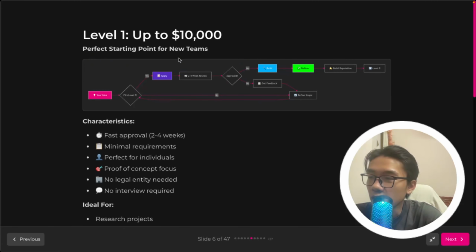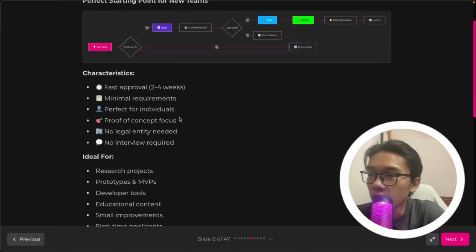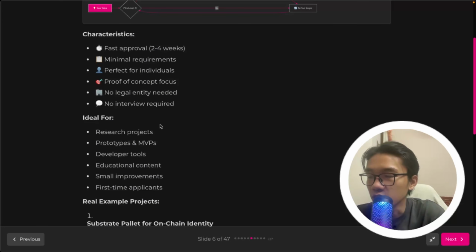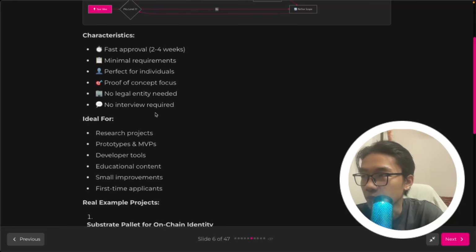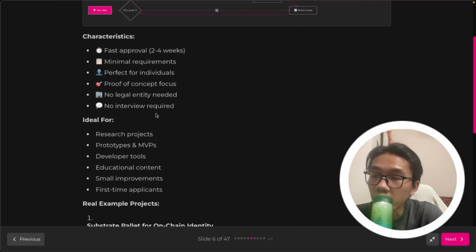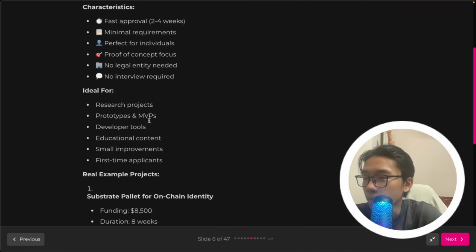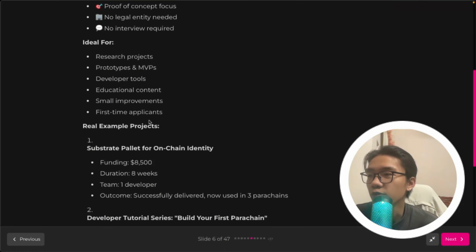Now taking a better look into Level 1 of the Web3 Foundation grants, we have the perfect starting point for new teams. As I mentioned, this is for beginners in the ecosystem, perfect for individuals who are concept focused: no legal entity needed, no interview required, minimal requirements. This is ideal for research projects, prototypes and MVPs, developer tools, educational content, small improvements and first-time applicants.